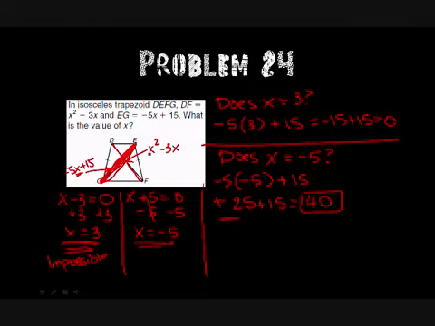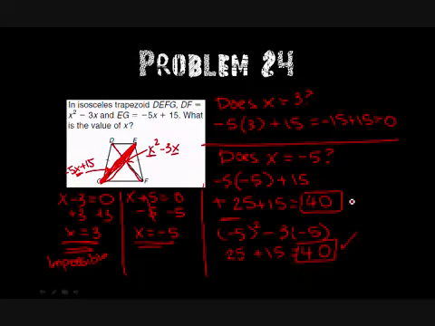So now we have here x squared minus 3x. So negative 5 squared, put it in parentheses, minus 3, and then negative 5 also in parentheses. So negative 5 times negative 5 is positive 25. Oops. Negative 3 times negative 5 is positive 15. And we get 40, which shouldn't surprise us because we meant for them to be equal. And so that makes sense. So x equals 3 doesn't make any sense. X equals negative 5 does make sense. The question is asking us to find the value of x, which would be negative 5 for this problem.